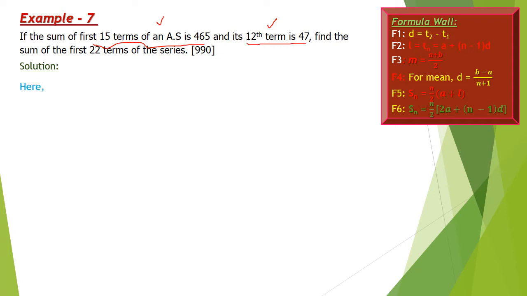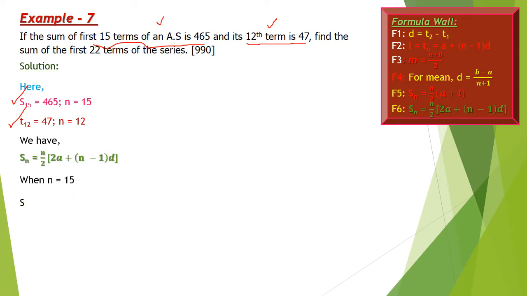Here, S15 is equal to 465, that is n is equal to 15, and T12 is equal to 47. Here we are going to use formula 6. Here we are going to use formula 2. We have, when n is equal to 15, S15 is equal to 15 by 2, the n will be replaced by 15, and we don't have the value of a and d, so we have to leave them as they are. 465 is equal to 15 by 2, 2a plus 14d.